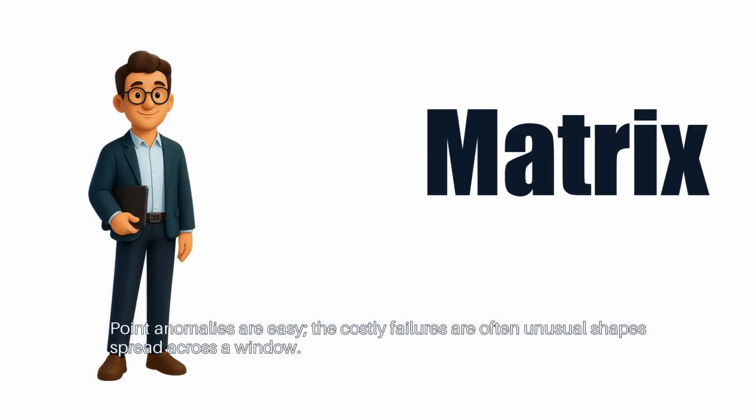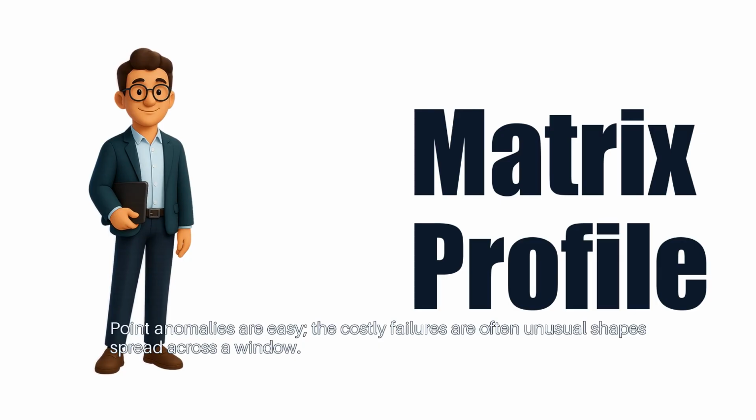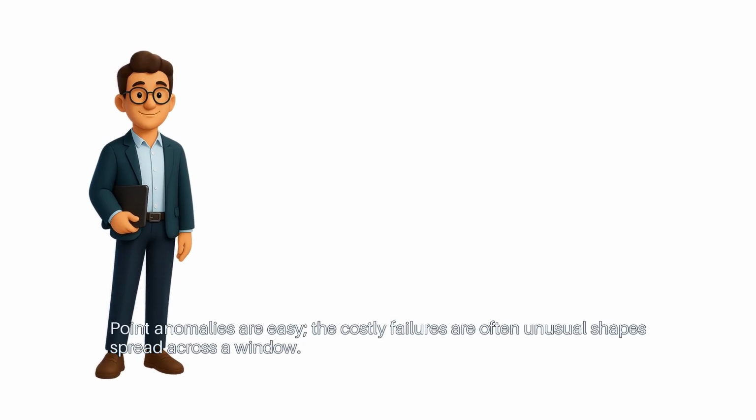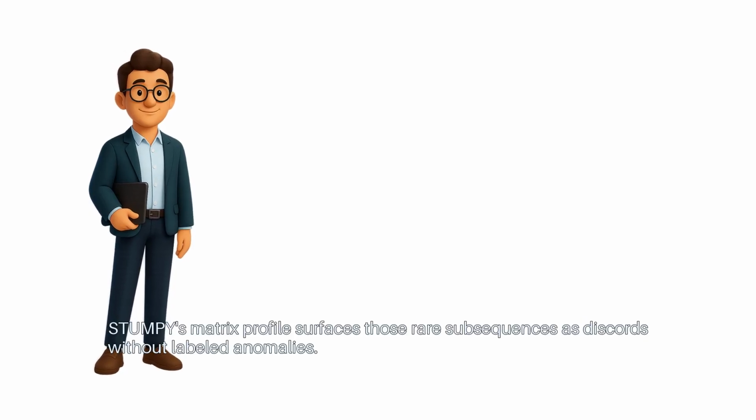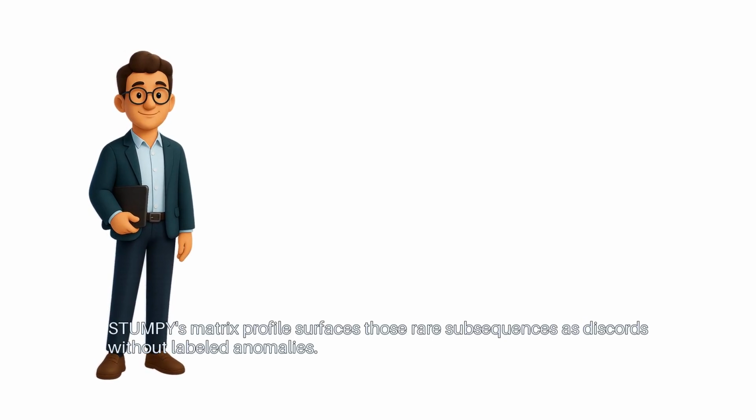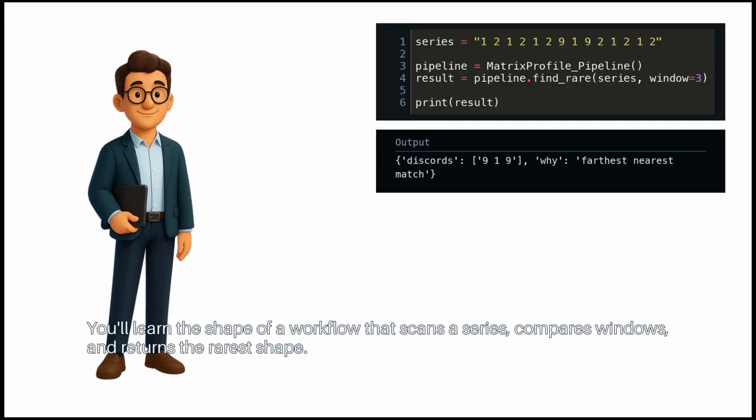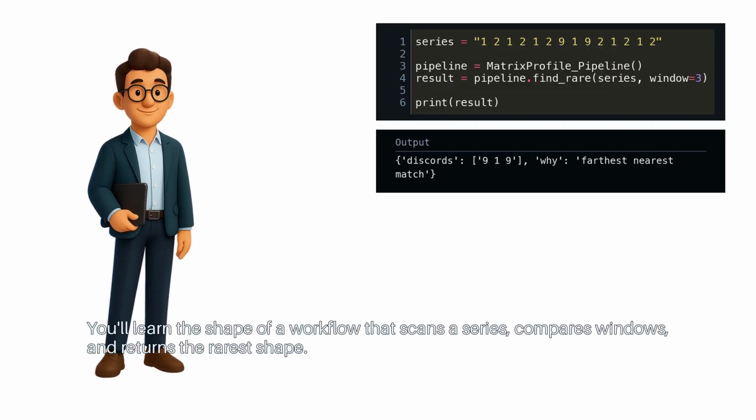Point anomalies are easy. The costly failures are often unusual shapes spread across a window. STUMPY's matrix profile surfaces those rare subsequences as discords without labeled anomalies. You'll learn the shape of a workflow that scans a series, compares windows, and returns the rarest shape.